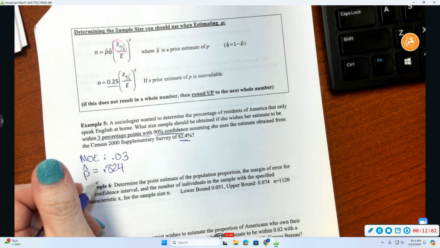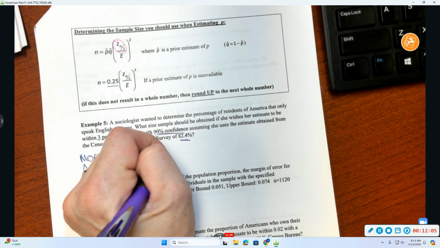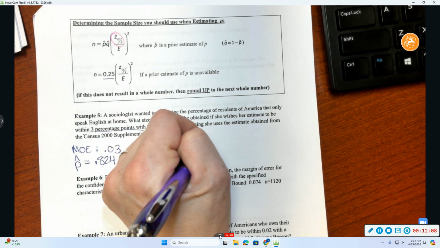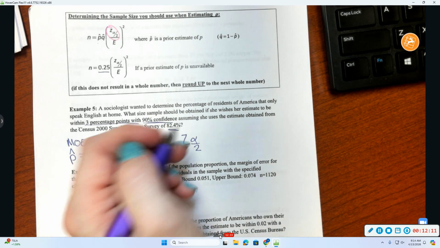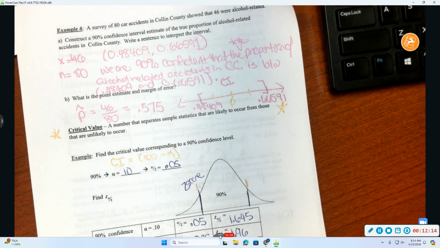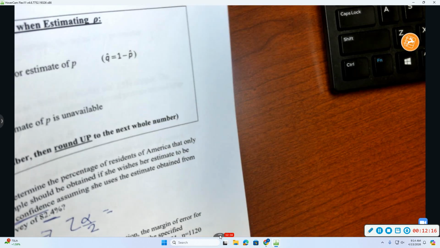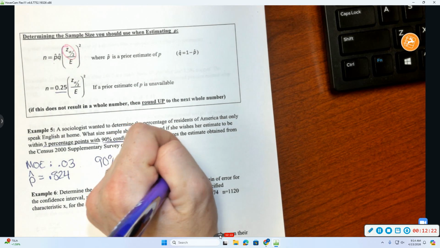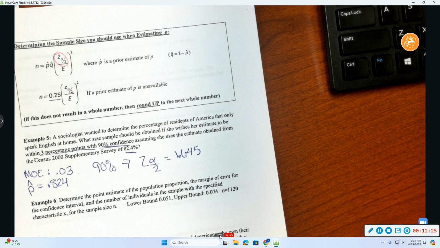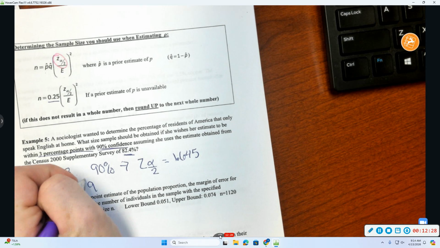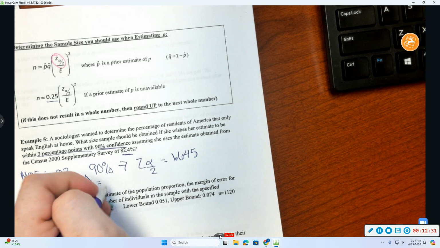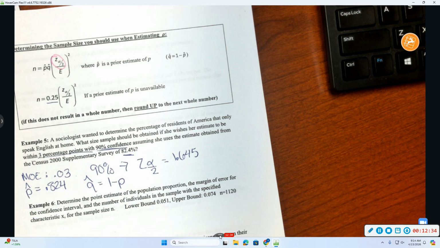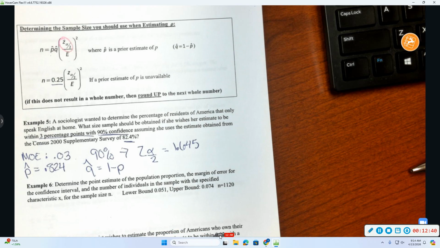We're talking a 90% confidence interval, which makes our Z alpha over 2, using our table, 1.645. And then remember, Q hat is 1 minus P. So if I'm plugging this in to find N, I'll just do it on a sheet of paper below because I write too big.